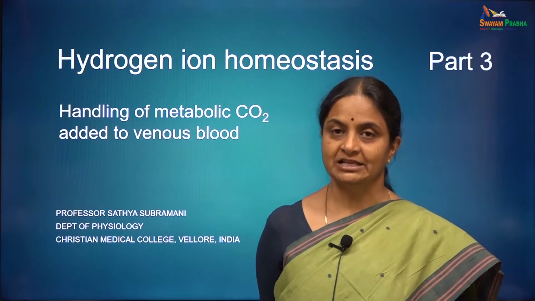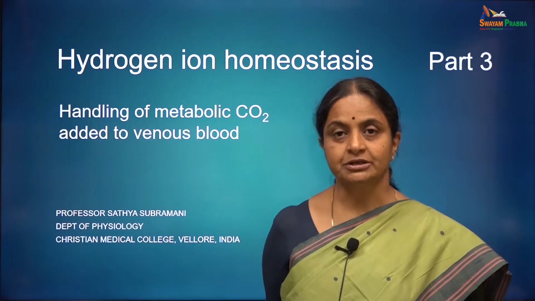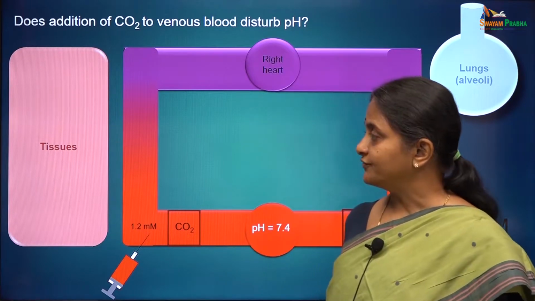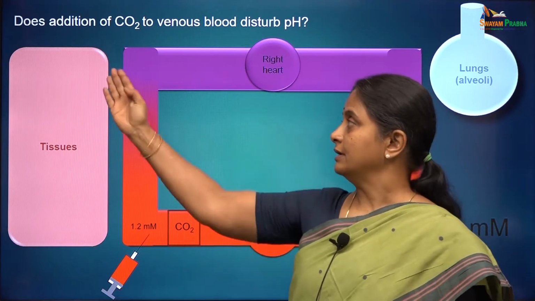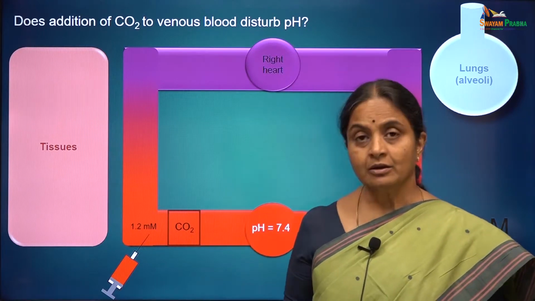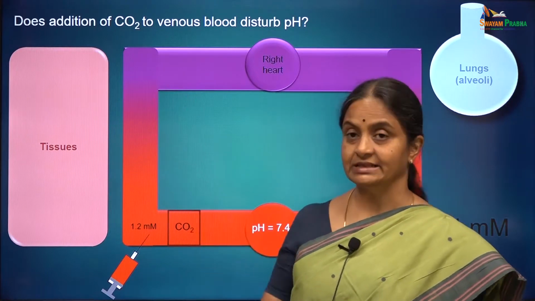Hydrogen ions in plasma remain within a very narrow range around 40 nanomoles per liter in spite of addition of acid to venous blood. Constant addition of acid to venous blood results from metabolism of cells.